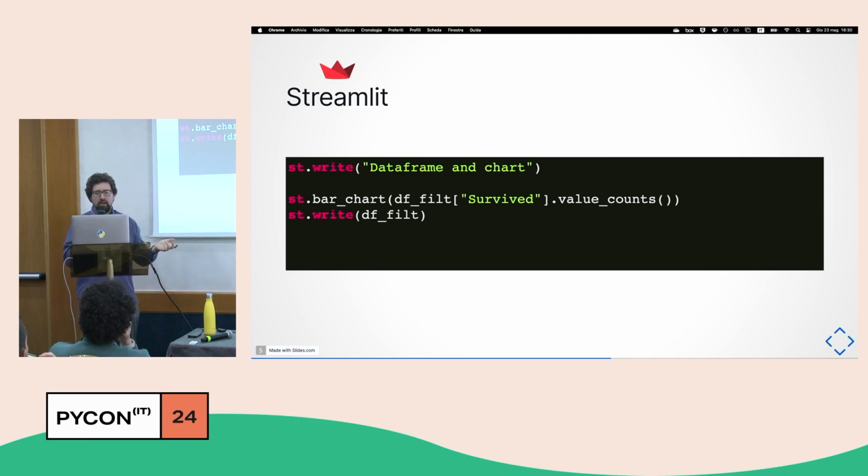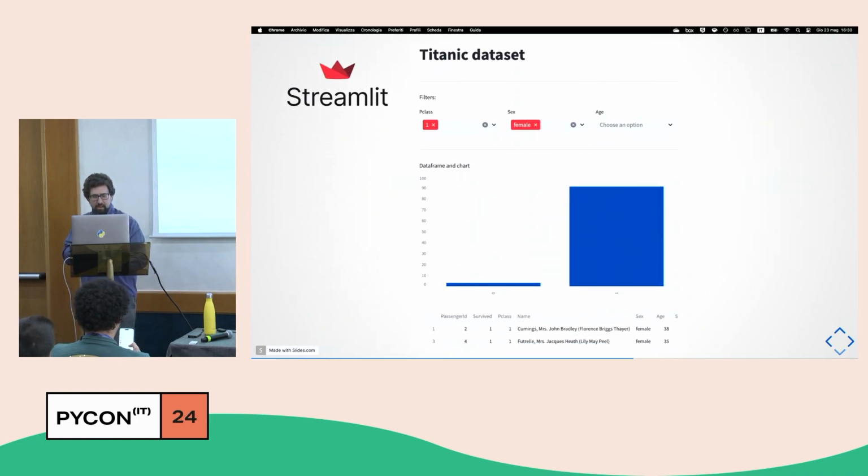So st.bar_chart will make a bar chart, of course, while st.write is the magic of Streamlit. It takes pretty much everything in and just displays it. If it is a pandas data frame, you will see a data frame in that case. Let's see it in action.